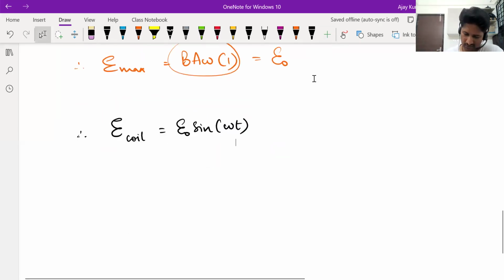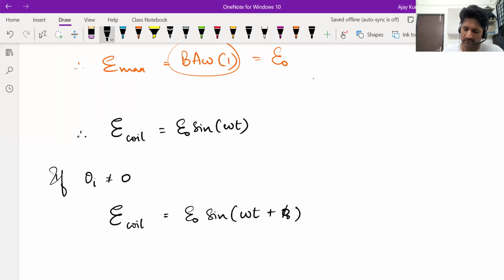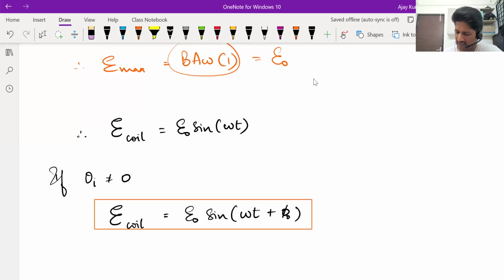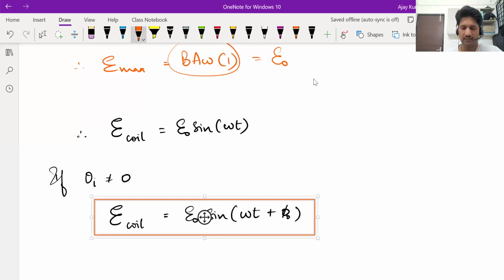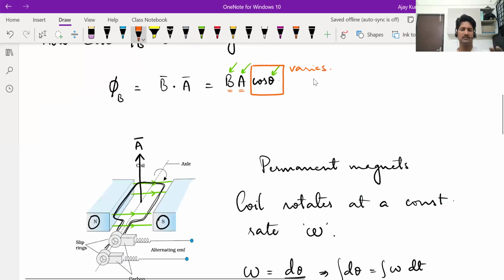If initial angle is non-zero, if theta initial is not 0, then the EMF induced in the coil becomes a more general expression, E naught sine omega t plus some initial angle, you can call it phi naught. So this is the general equation for the EMF generated in an AC generator. Did you all understand how we are getting a variable flux in the coil? How we derived the equation for the EMF?